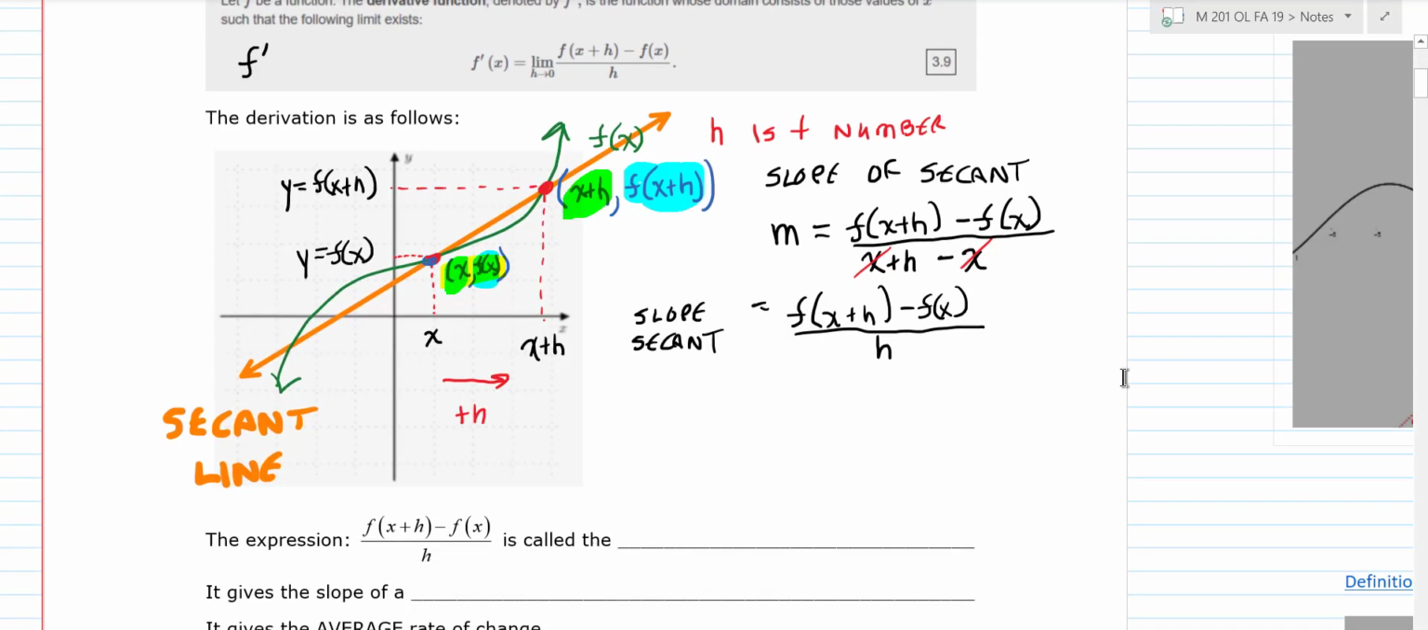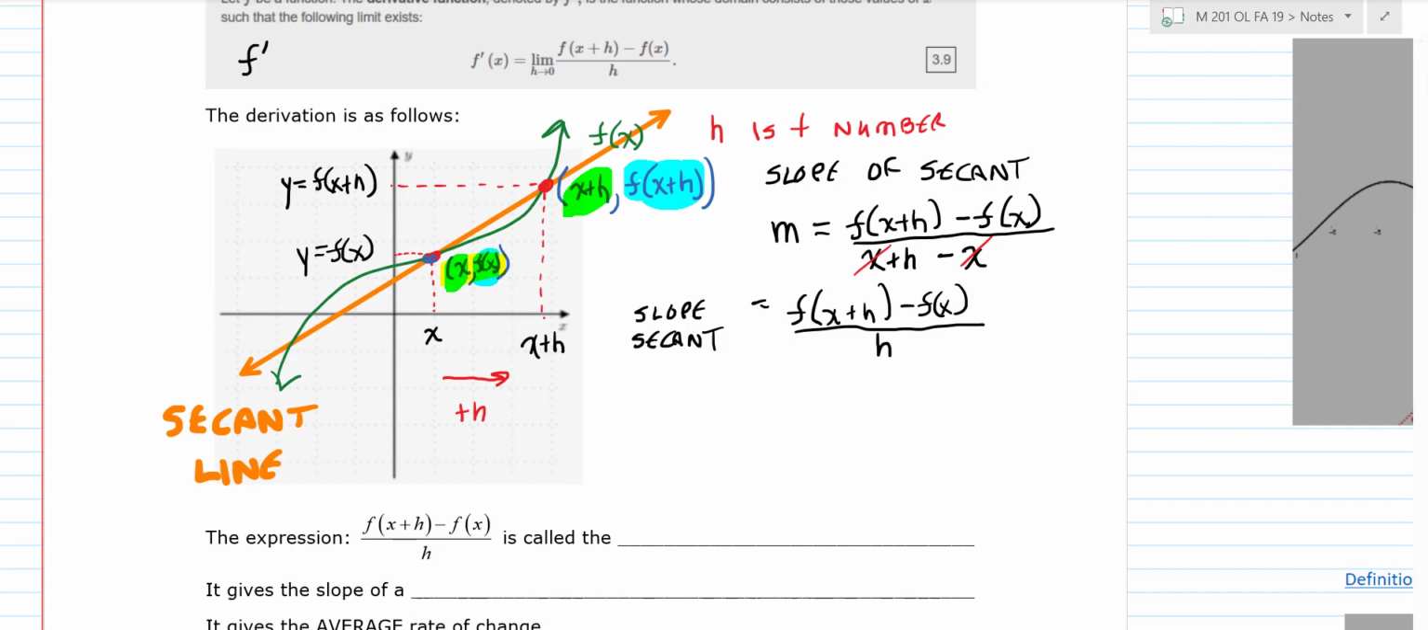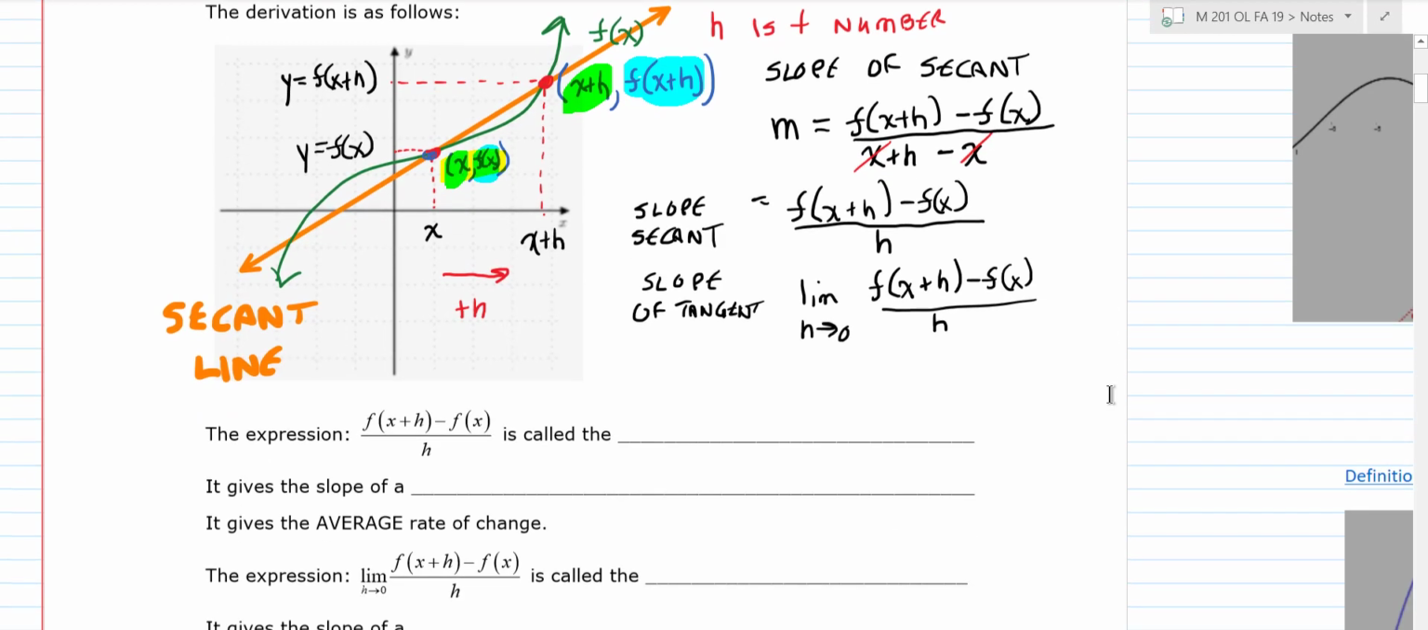Okay? All right, so to get the slope of a tangent line, we just take this expression, a function that gives us the slope of a secant line, and we let that limit go to zero, h goes to zero. So that's the definition of a derivative. We looked at that in the last section. It's important enough that I wanted to show that one more time and just give a couple of definitions.